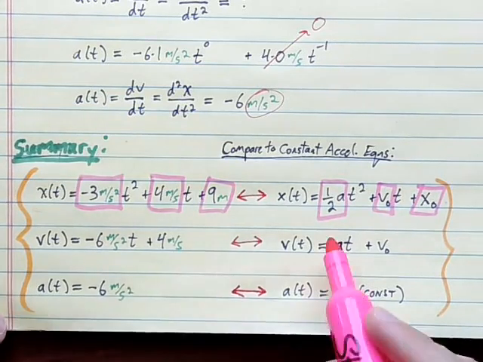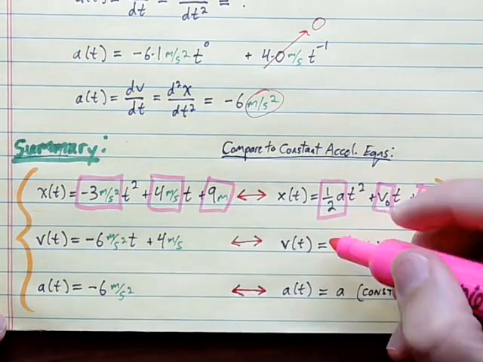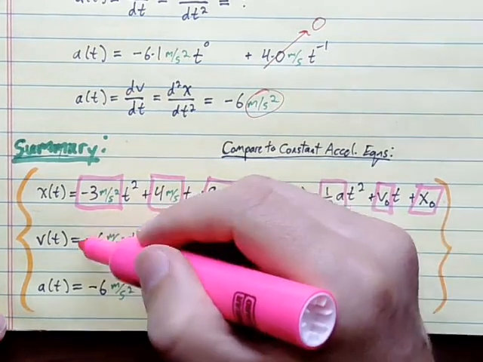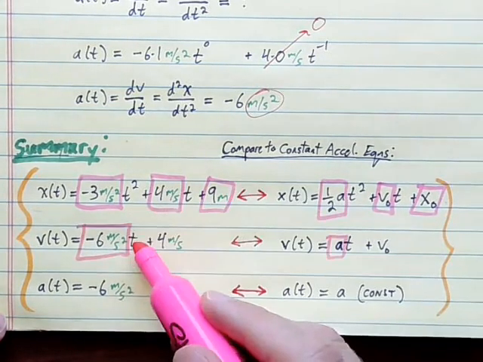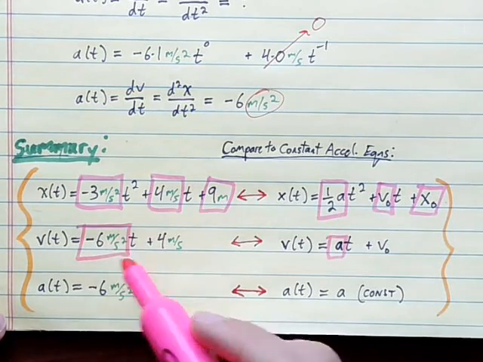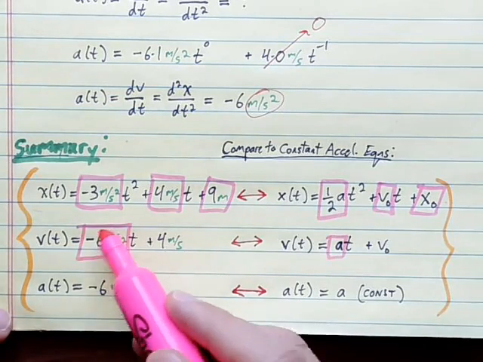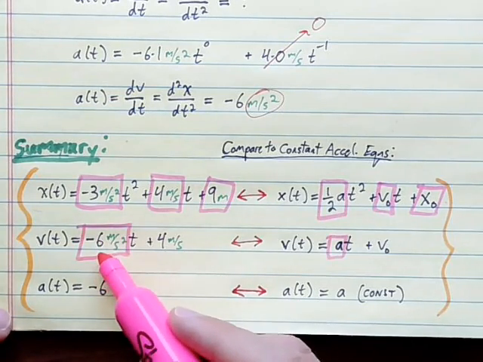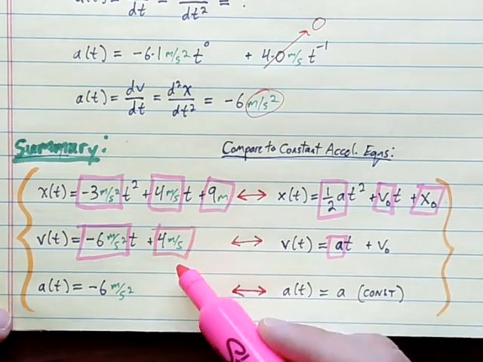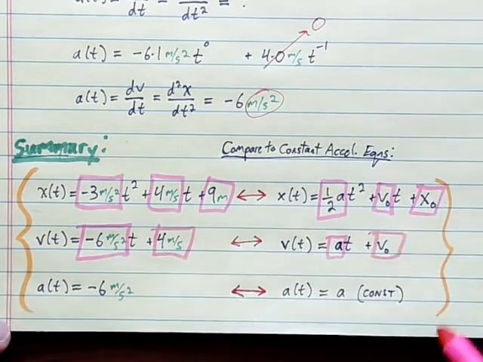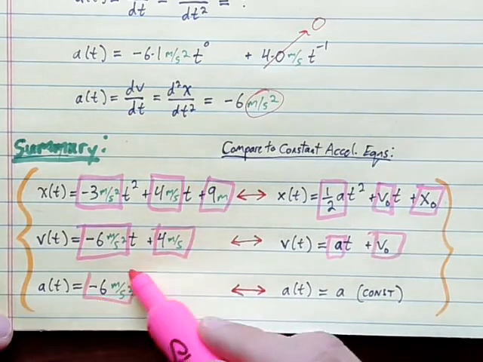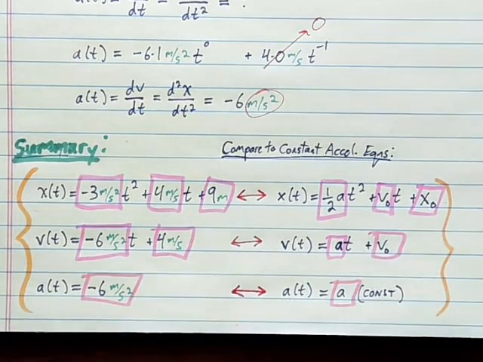Making the correspondence once more, we see that the coefficient of the t term is a, coefficient of the t term is negative 6 meters per second squared. So this is indeed our acceleration, negative 6 meters per second squared. And this, the 4 meters per second, that corresponds to our v naught. And again, there is our acceleration.